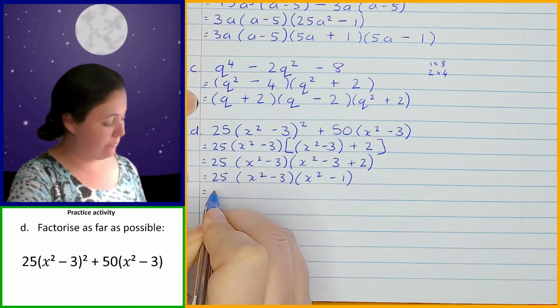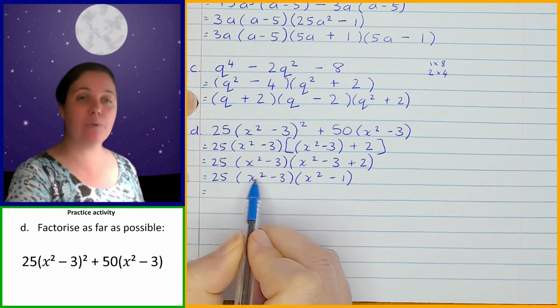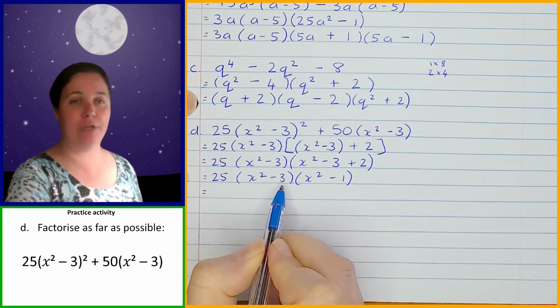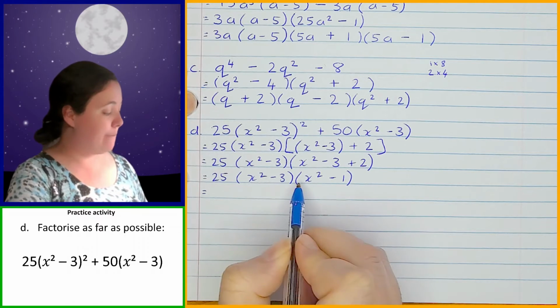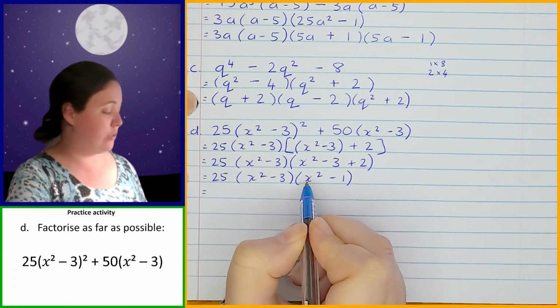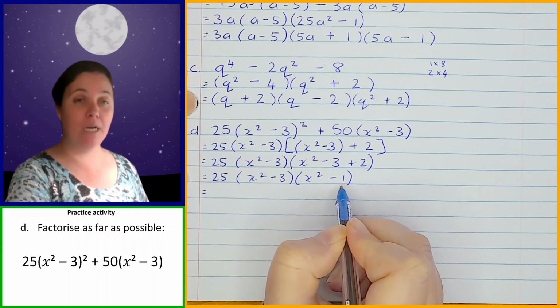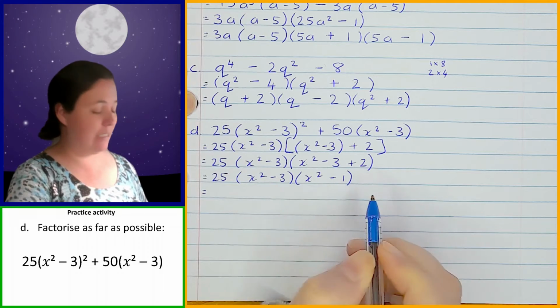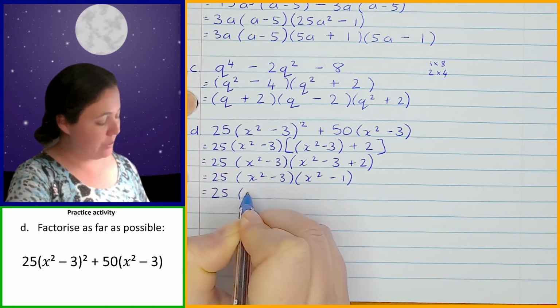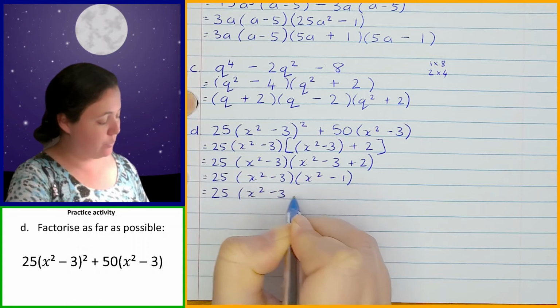Okay, so the 25 obviously isn't going to change. The x squared minus 3, I can't factorize further because the 3 isn't a perfect square. So it's going to stay the same. But this one over here, the x squared minus 1, I can factorize further because x squared is a perfect square, the 1 is a perfect square, and I'm subtracting. So it's difference of 2 squares. So this is going to stay 25. This is going to stay the same, x squared minus 3.